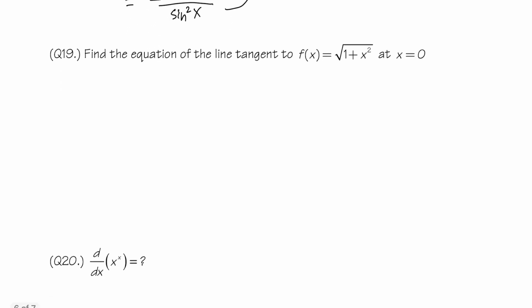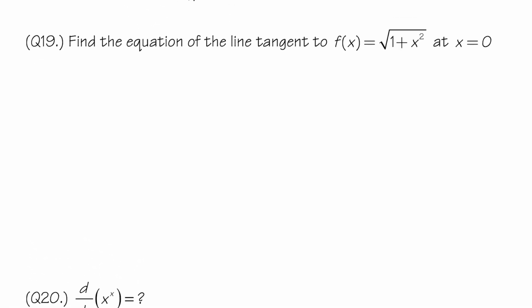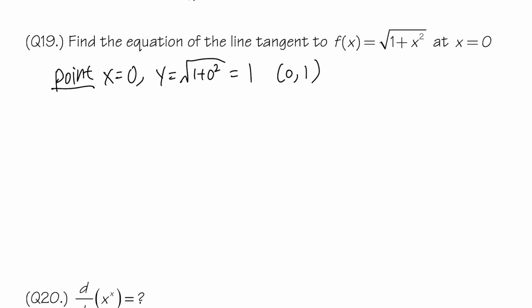Number 19, we are going to find the equation of the tangent line, which is just a linearization, all right? So it depends on how you want to approach it. You can use the L of x formula that I showed you guys earlier, or you can do it the slightly more traditional way. Let's go ahead and find the point first. We know x is equal to 0. Y is square root of 1 plus x squared, which is 1 plus 0 squared, which is just 1. So the point is 0, 1.